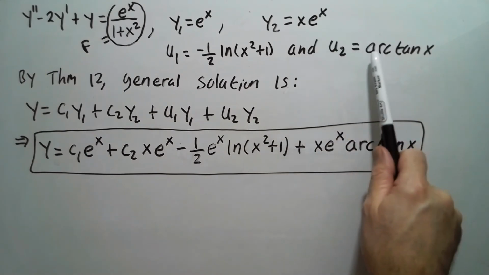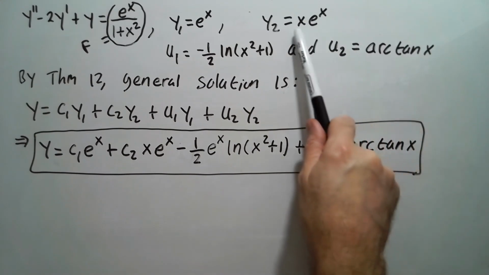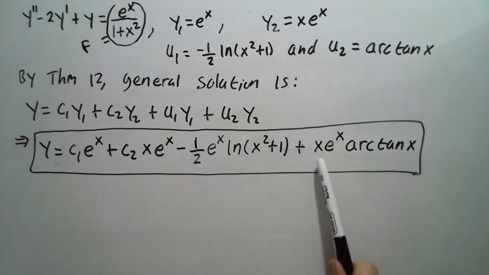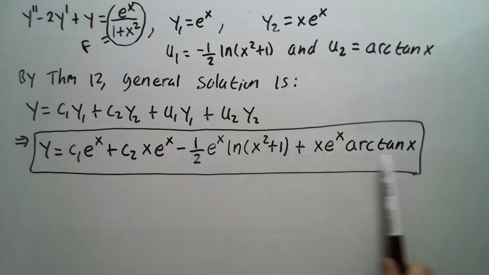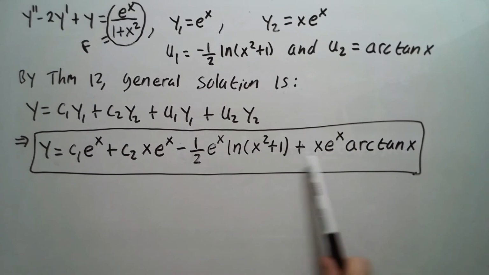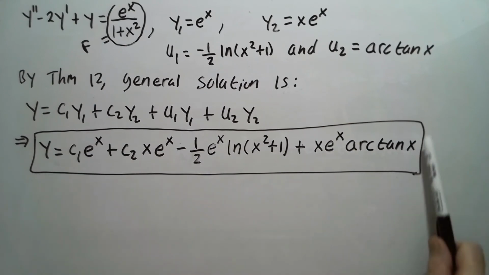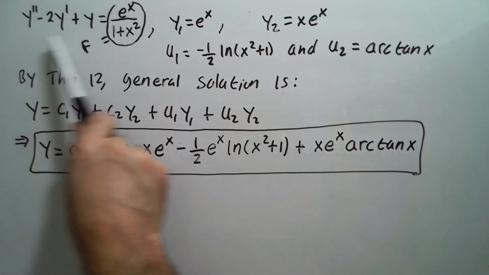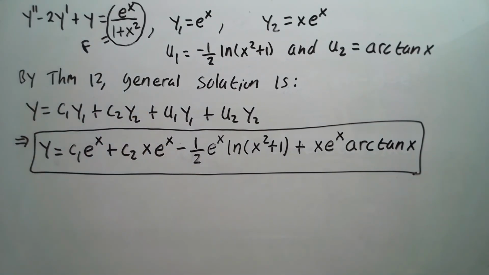My u2 is arctangent and my y2 is x e to the x. Again, I'm putting the e in front of the arctangent just because it looks nicer. Okay, so this would be the general solution to our differential equation up here. So we're done. Let's leave it there.